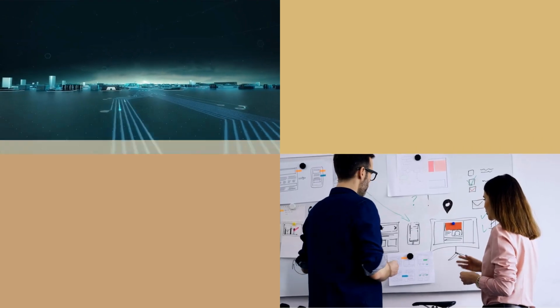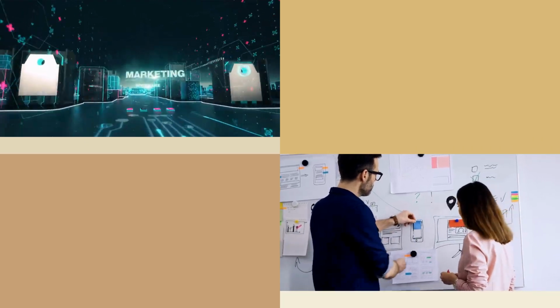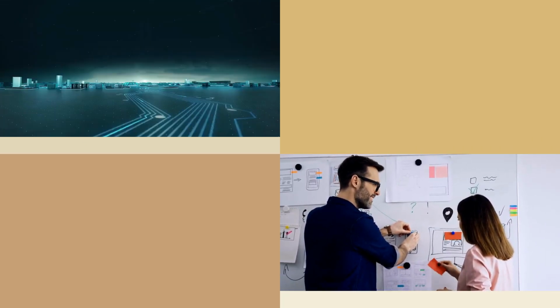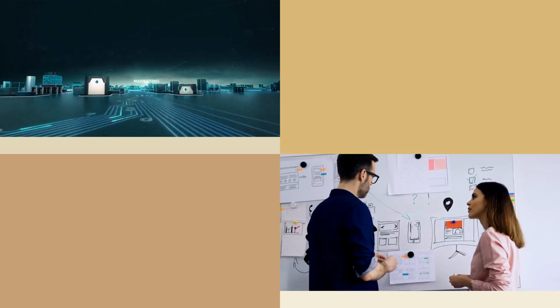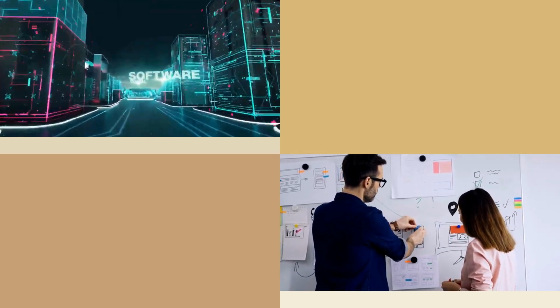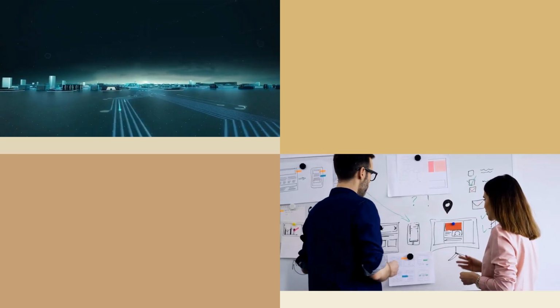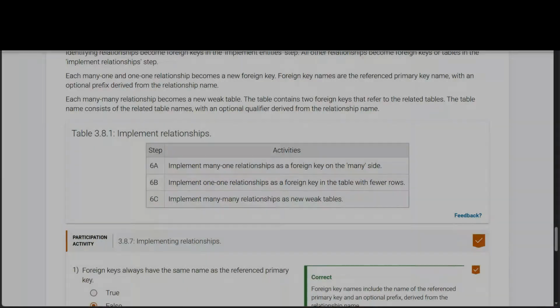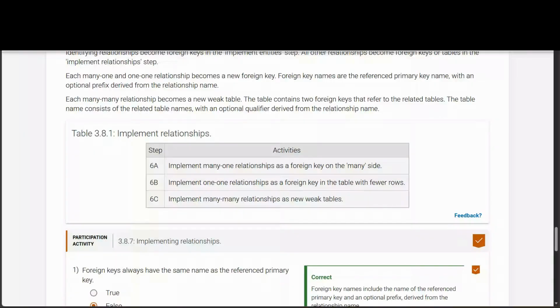We have covered all the fundamental relationship types and how to correctly implement them in your database design. By ensuring many-one and one-one relationships are foreign keys, and many-many relationships become new weak tables, you successfully bridge the gap between conceptual ER design and physical database reality. With the relationships fully implemented, your logical design is complete and ready for the next stage of development. Relationships implemented, design complete.